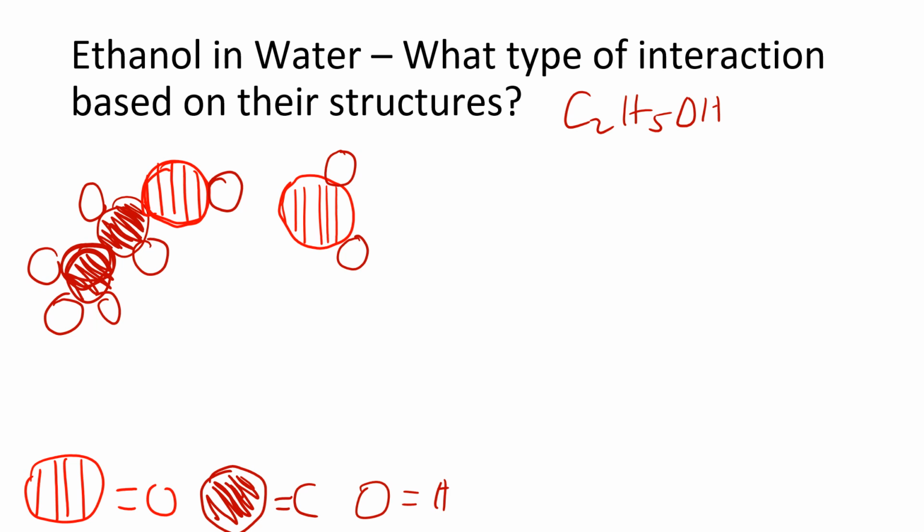So you have your negative dipole there, positive dipole. Here's your negative dipole here from the O. It's going to interact here. Your positive dipole is on this side. So this right here, that is your hydrogen bonding.